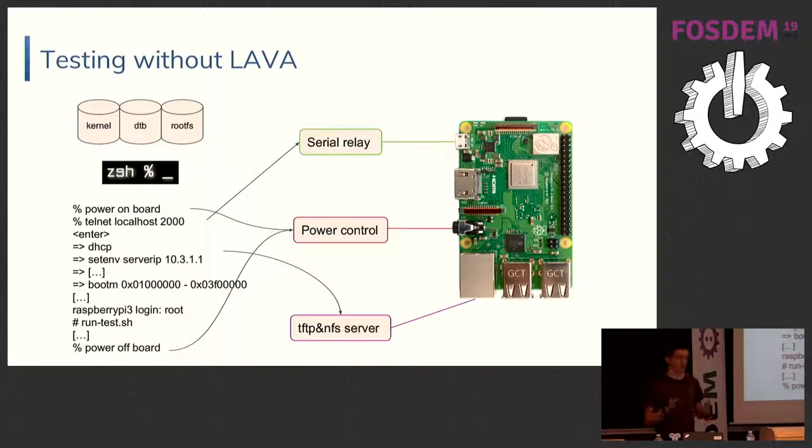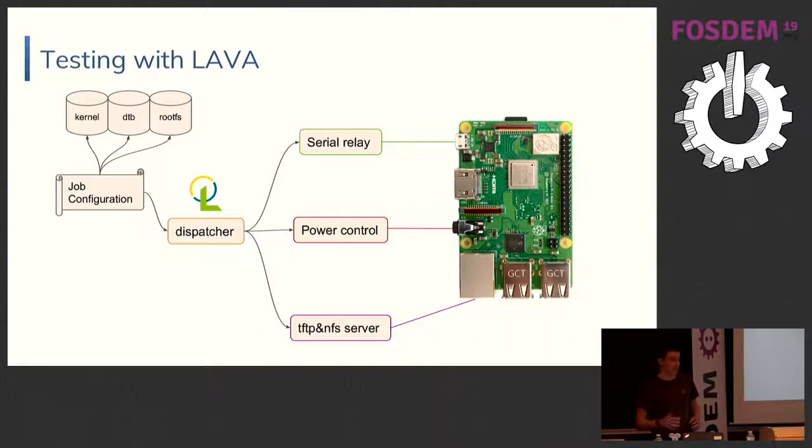Just to explain a bit more what it will do for you, if you want to test on a Raspberry Pi but without Lava, what you will usually do is first power on the board, using the power controller. Then you connect to the serial. If you have a serial relay, you will just do telnet something. Then you will see your boot starting, and you will wait for U-Boot to stop at the boot. You just type enter, and then you type commands like DHCP, set server IP. You load the kernel and DTB from TFTP into the RAM, and then you set the boot args and you boot. You will look roughly at the kernel output to see if everything is going correctly. You get to the prompt, you log in, and then you run the test, and you power off the board. That's all the things that you have to do manually if you want to run tests on physical hardware.